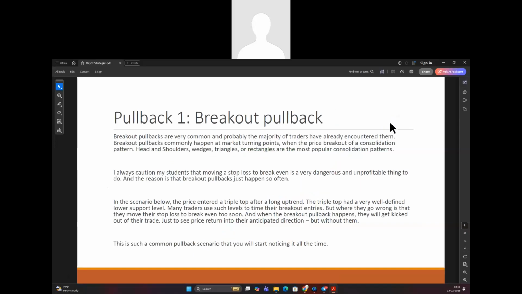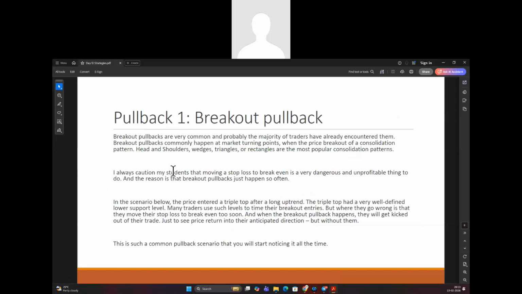So, breakout pullback. Breakout pullbacks are very common and probably the majority of traders have already encountered them. Breakout pullbacks commonly happen at market turning points when the price breaks out of a consolidation pattern. Head and shoulders, wedges, triangles, and rectangles are the most popular consolidation patterns.